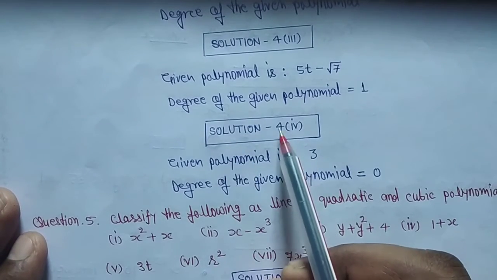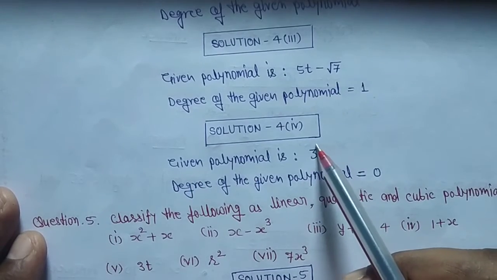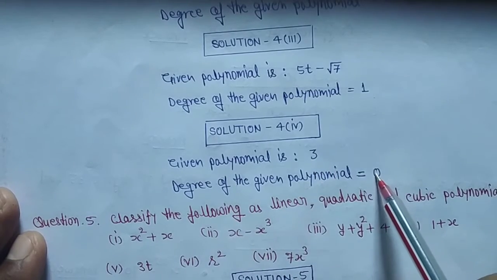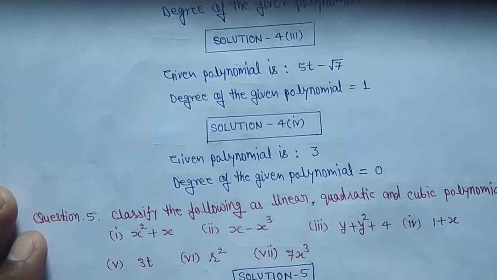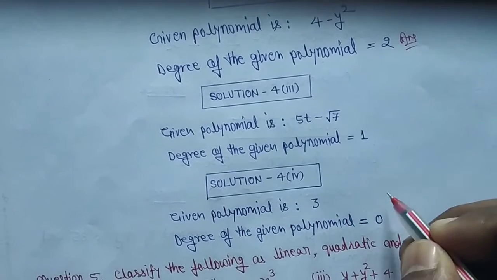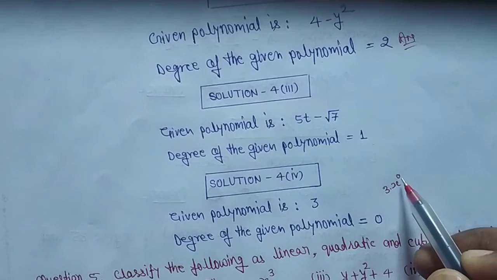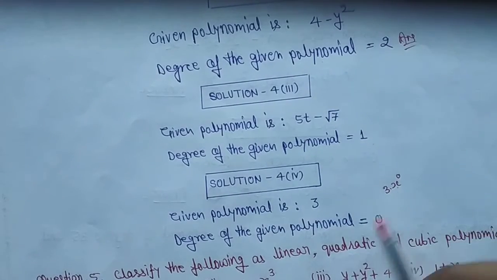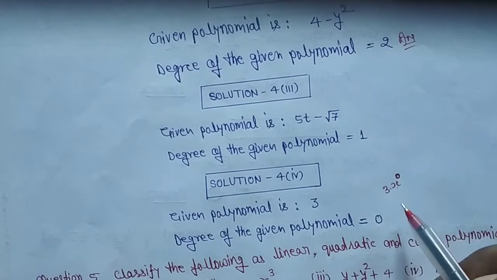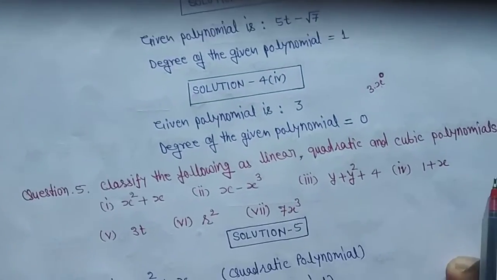Solution number, fourth part of question number 4. Here given polynomial is 3. This is a constant polynomial. We know that the degree of constant polynomial is always 0. Because 3 can be written like this, 3 into x raised to power 0. So the value of x raised to power 0 is 1. So we can say that the degree of constant polynomial is always 0. So the degree of polynomial 3 is 0.